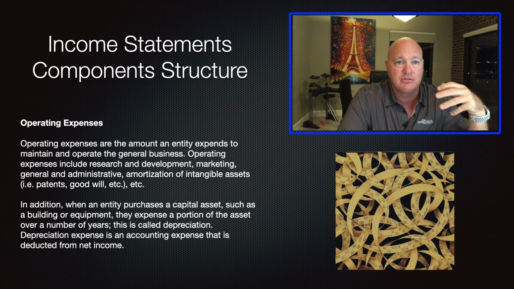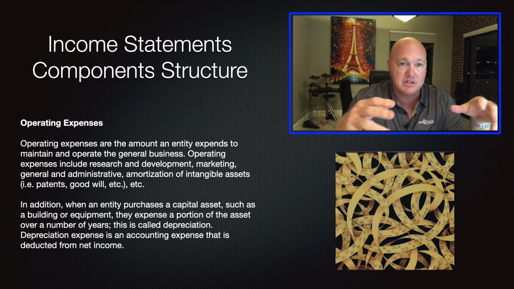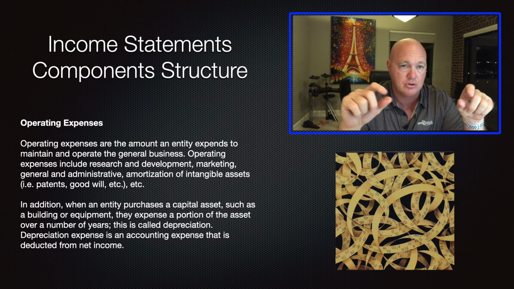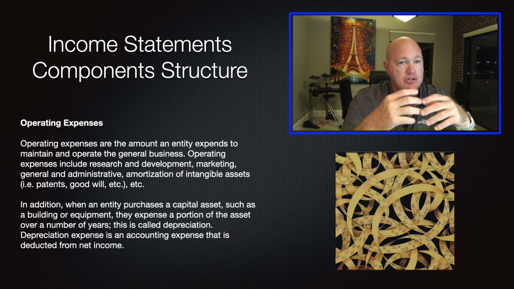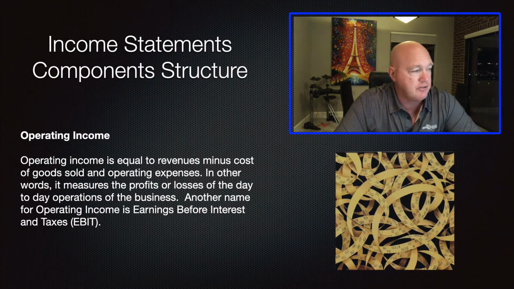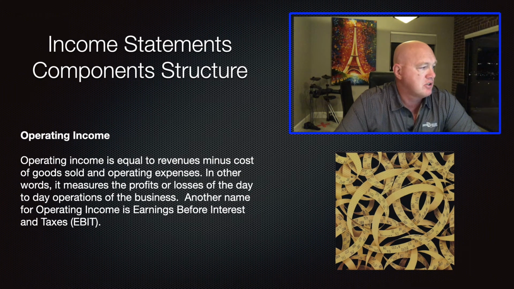Research and development. These are things that we're spending on to make the business viable, but it's not directly related to the cost of the products that are sold. So we want to know what those costs are, and that's called operating expenses. When you take the gross income or gross profit and you subtract the operating expenses, you get the operating income. So it's equal to the revenues minus the cost of goods sold and the operating expenses. So it measures the profits or losses of the day-to-day operations of the business.